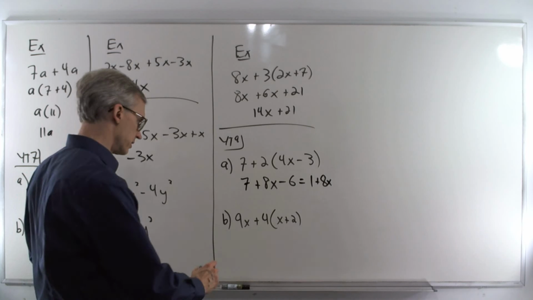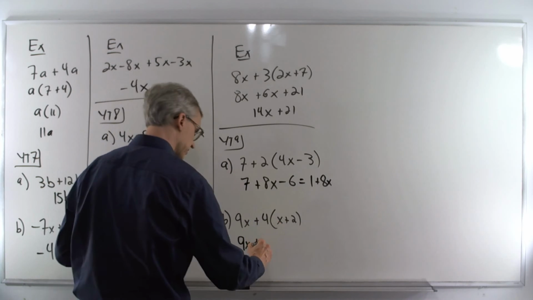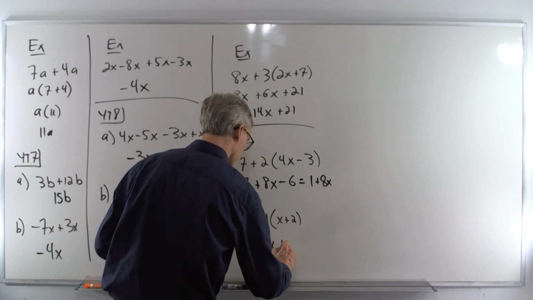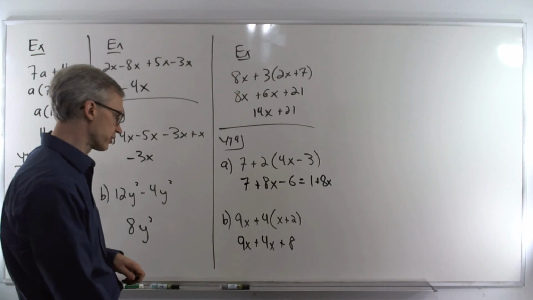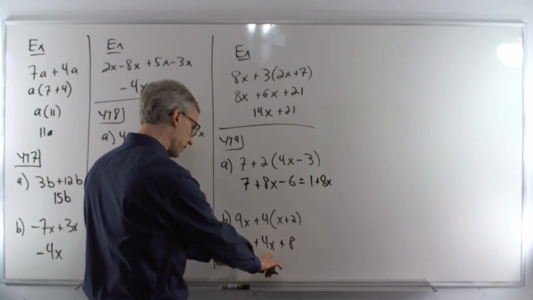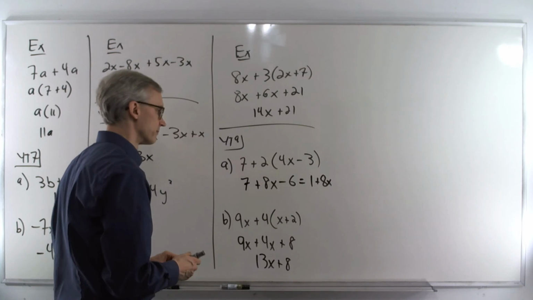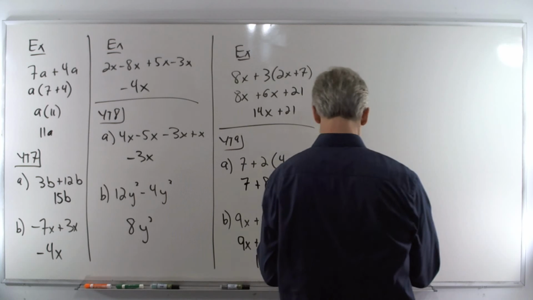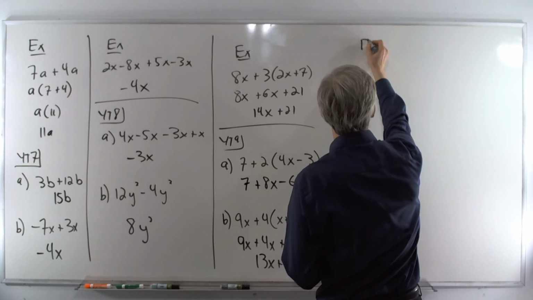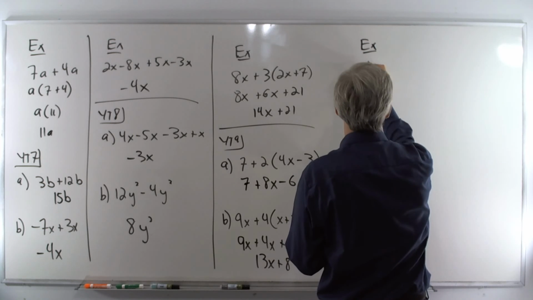And for the next one, 9x, not touching that one, so keep that there. And 4 times x is 4x. And 4 times 2 gives us 8. Now we can combine the like terms. We got 2 x terms here we can combine. 9 plus 4 is 13, so that's 13x plus 8. And we always have to be careful with the negative signs. It's very easy to misplace one of these.